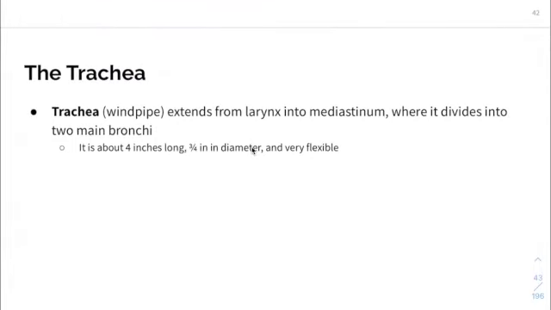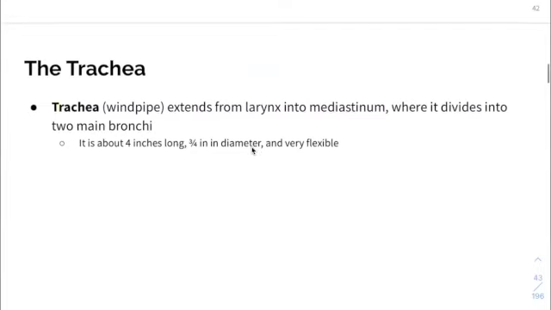So as we're moving our way down, we've been through the nose, nasopharynx, oropharynx, laryngopharynx, larynx. Now let's go to the trachea. The trachea is what's next. Our trachea is also known as our windpipe. That is what takes air down into our lungs, or takes it down to the two main bronchi that go to our lungs. We'll go into more detail about how that works here.